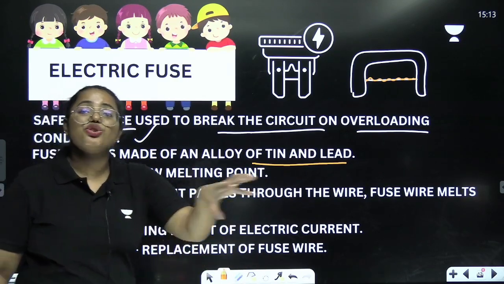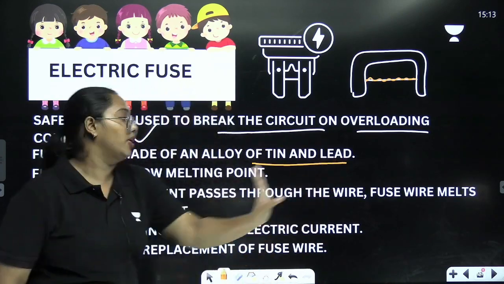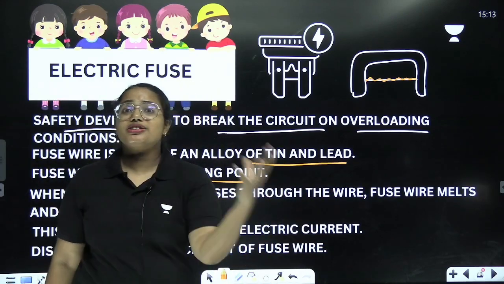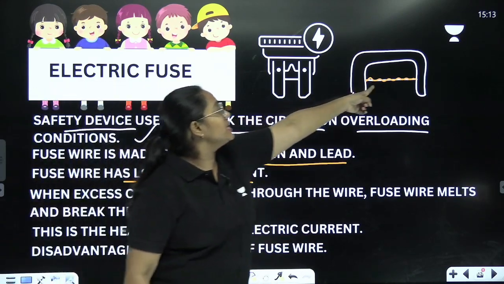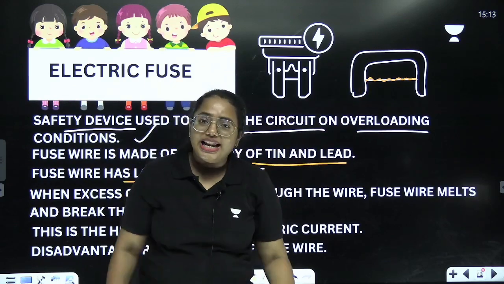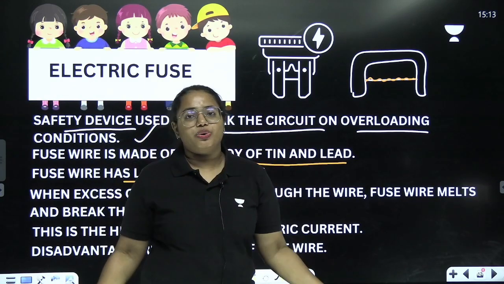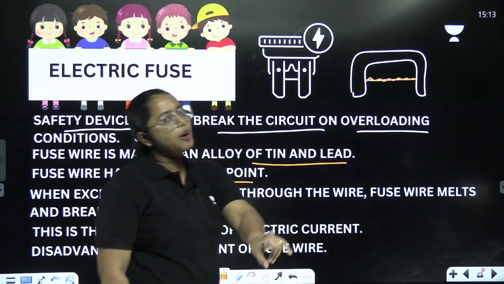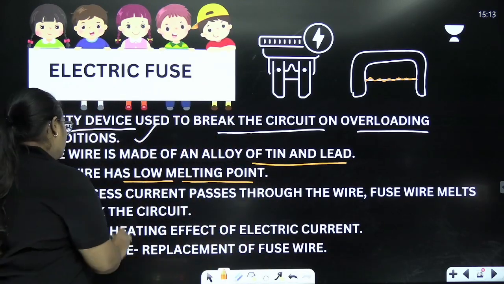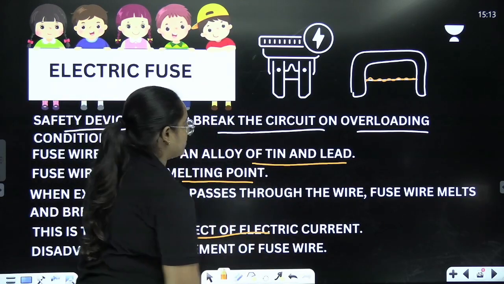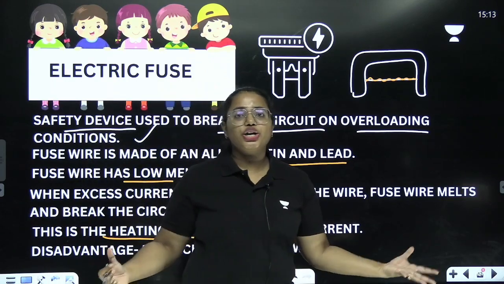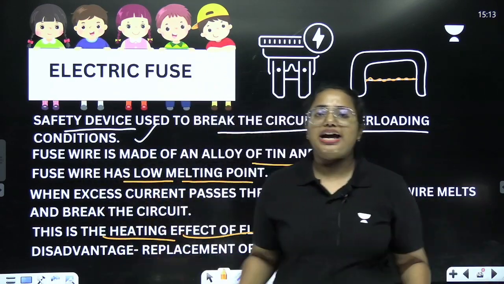That means it needs to have a very low melting point. When excess current passes through it, what happens? This fuse wire is going to melt. It melts and breaks the circuit. Got it? I hope you're clear. It's a very, very important one. This is where the heating effect has been used. When you break the circuit, the appliances can be saved.